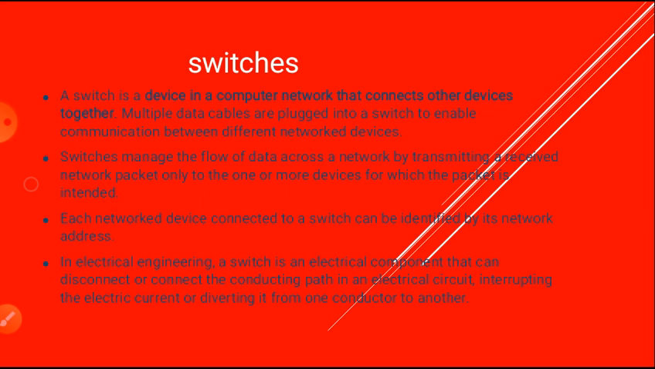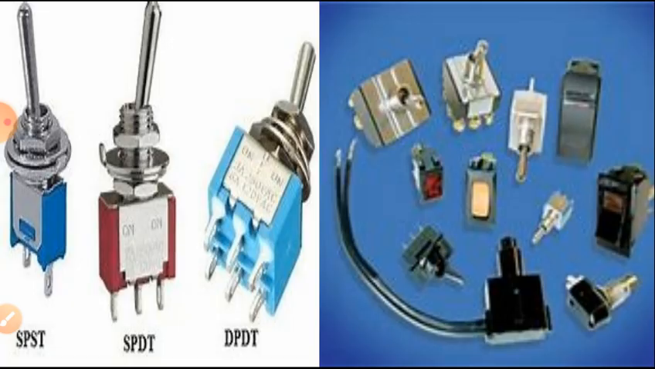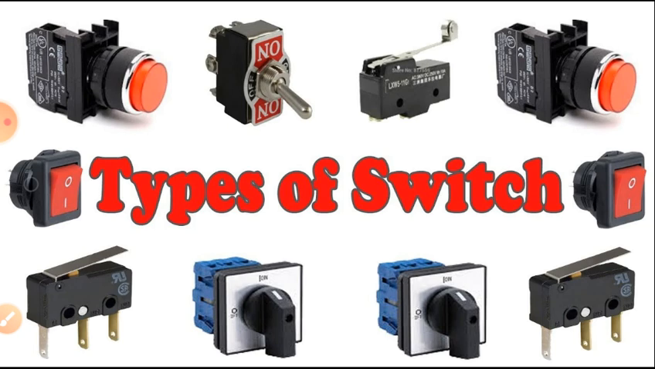In electrical engineering, a switch is an electrical component that can disconnect or connect the conducting path in an electrical circuit, interrupting the electric current or diverting it from one conductor to another conductor. This is the function of switch. This is the example of switch and we can see here the types of switch also. SPST, SPDT, DPDT. Types of switches. You can see here a number of diagrams which show the different types of switches.